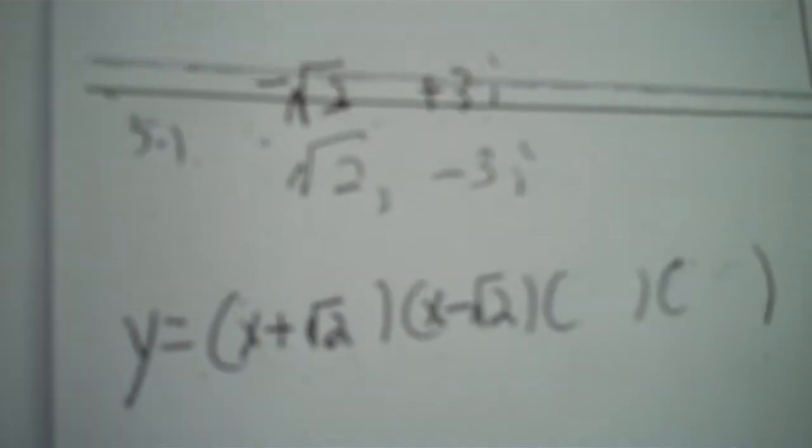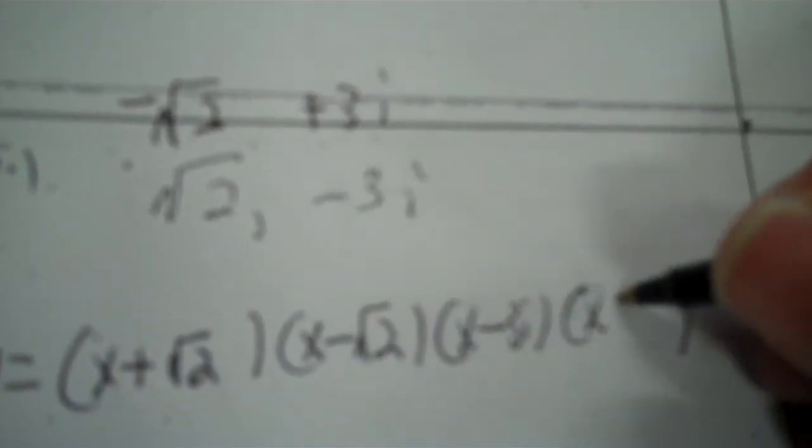Okay, number 5, we have a radical and an i. Those come in pairs, so I also know I have a negative radical 2, then a positive 3i. So that's 4 zeros you have to account for. So I make 4 parentheses. x plus square root of 2, x minus square root of 2, x minus 3i, and x plus 3i. The order doesn't really matter.